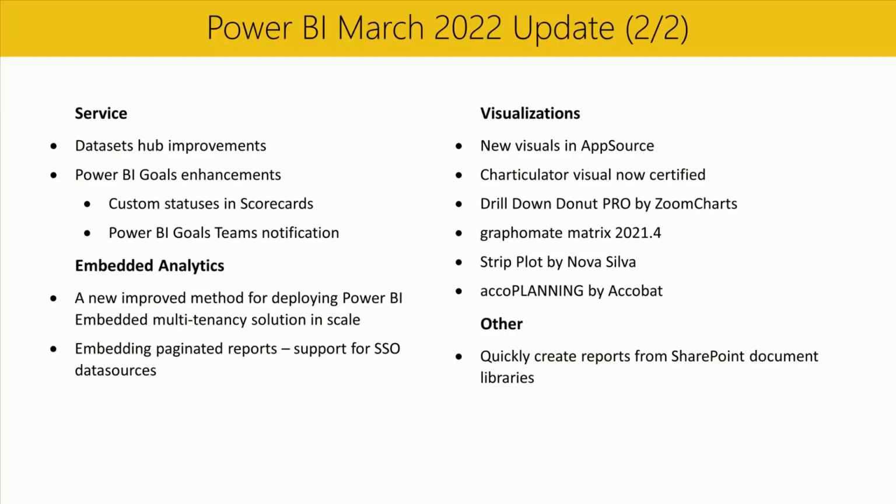Updated visuals include the Charticulator visual, which is now Microsoft certified, the Drill Down Donut Pro visual by Zoom Charts, the Graphimate Matrix visual by Graphimate, the Strip Plot by Nova Silver, and the Acco Planning visual by Acrobat. You can find all of these visuals on AppSource. For more information, check out their links in the video description below.